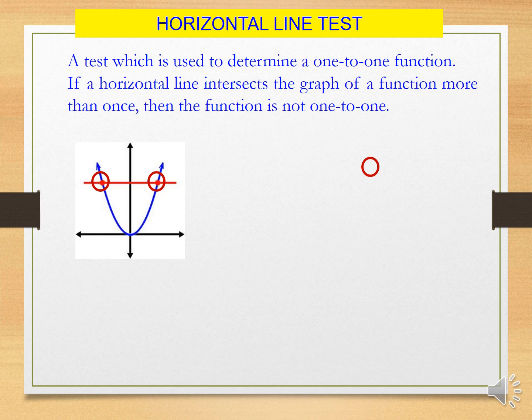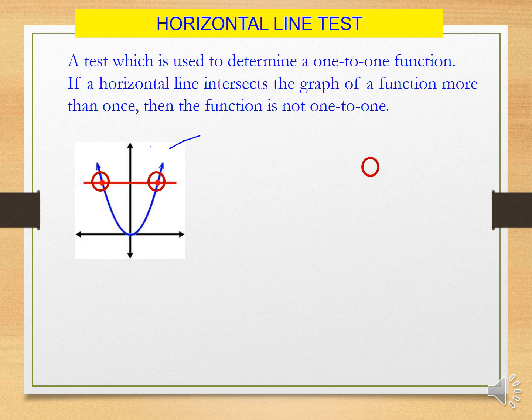How can we determine a graph of one-to-one and onto? We can use the horizontal line test, a test which is used to determine a one-to-one function. If a horizontal line intersects the graph of a function more than once, then the function is not a one-to-one function. And if the function is not one-to-one, it has no inverse. As an example, this graph.